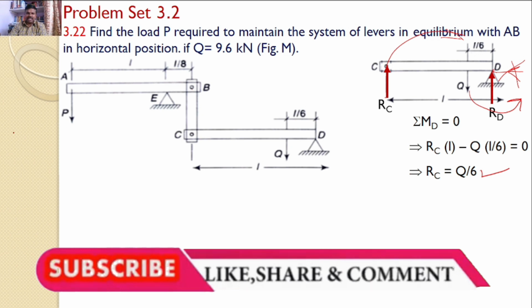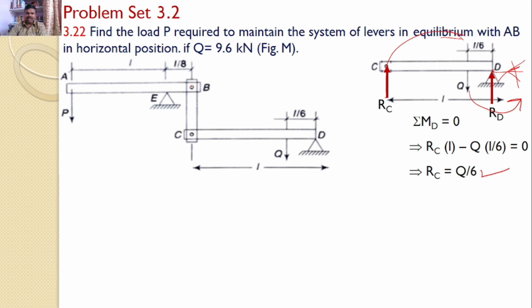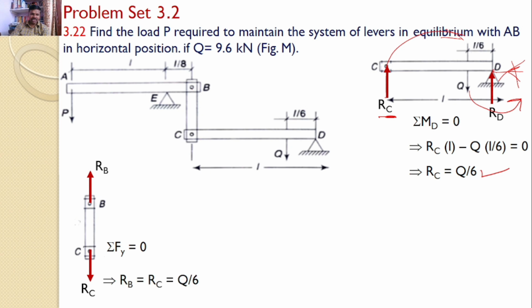Next, let us consider the free body diagram for the lever BC. This is the BC lever, and I know at C the reaction force is RC and that reaction force acts downwards, because for the CD lever it is acting upwards and for the BC lever it acts downwards. Now the reaction force at B must be upwards to maintain the equilibrium. And if we consider sigma Fy is equal to 0, RB must be equal to RC and that value is equal to Q by 6.